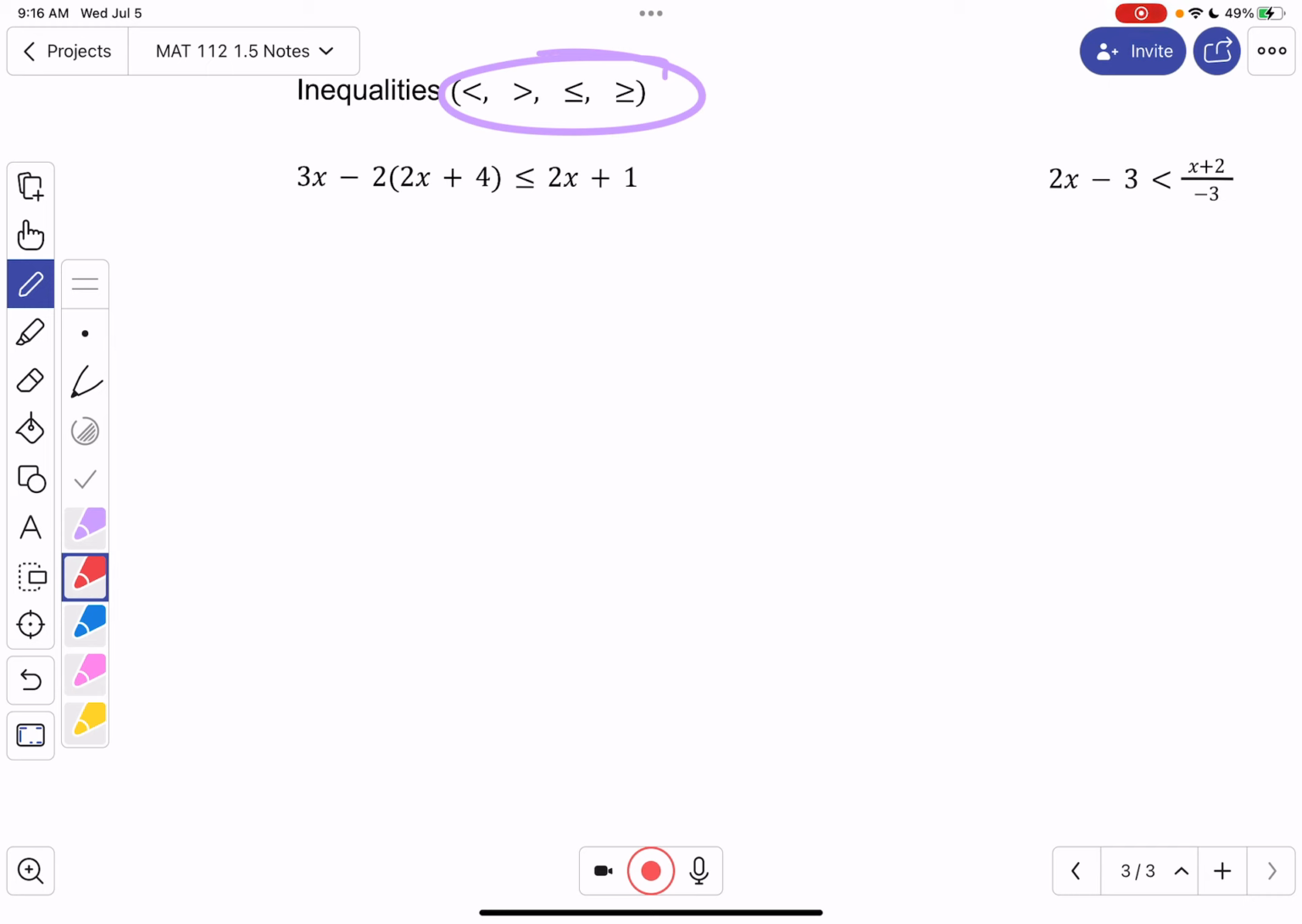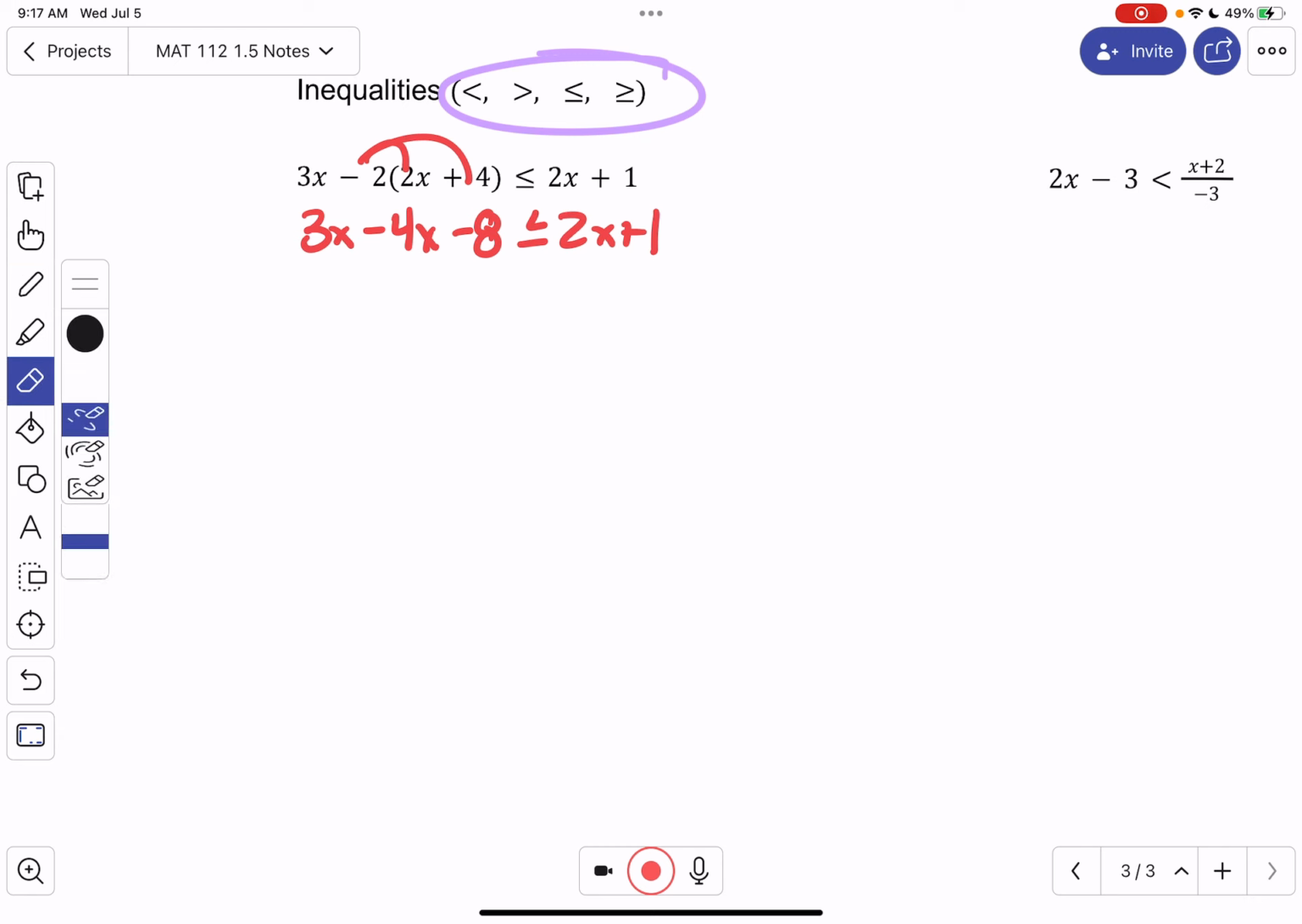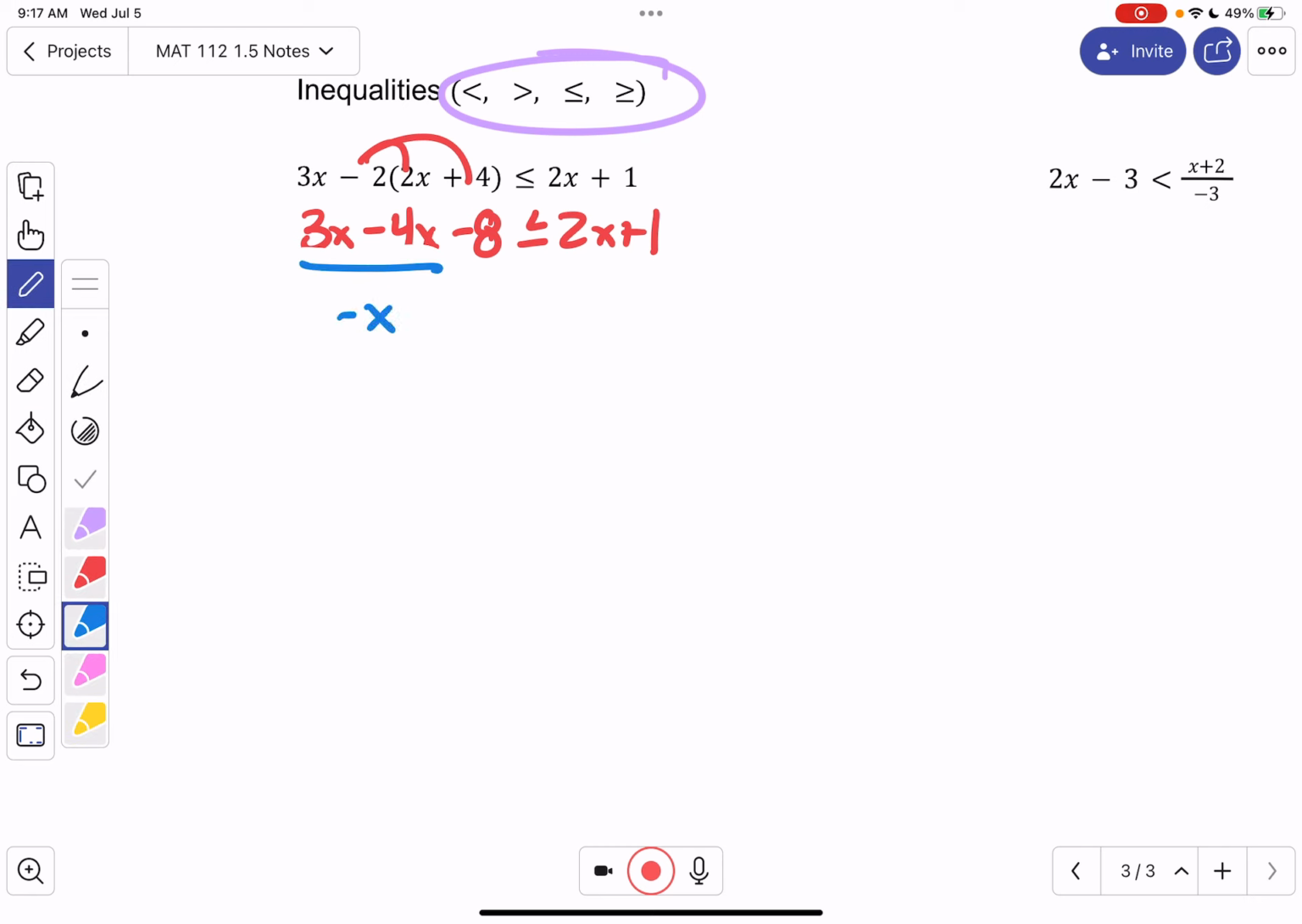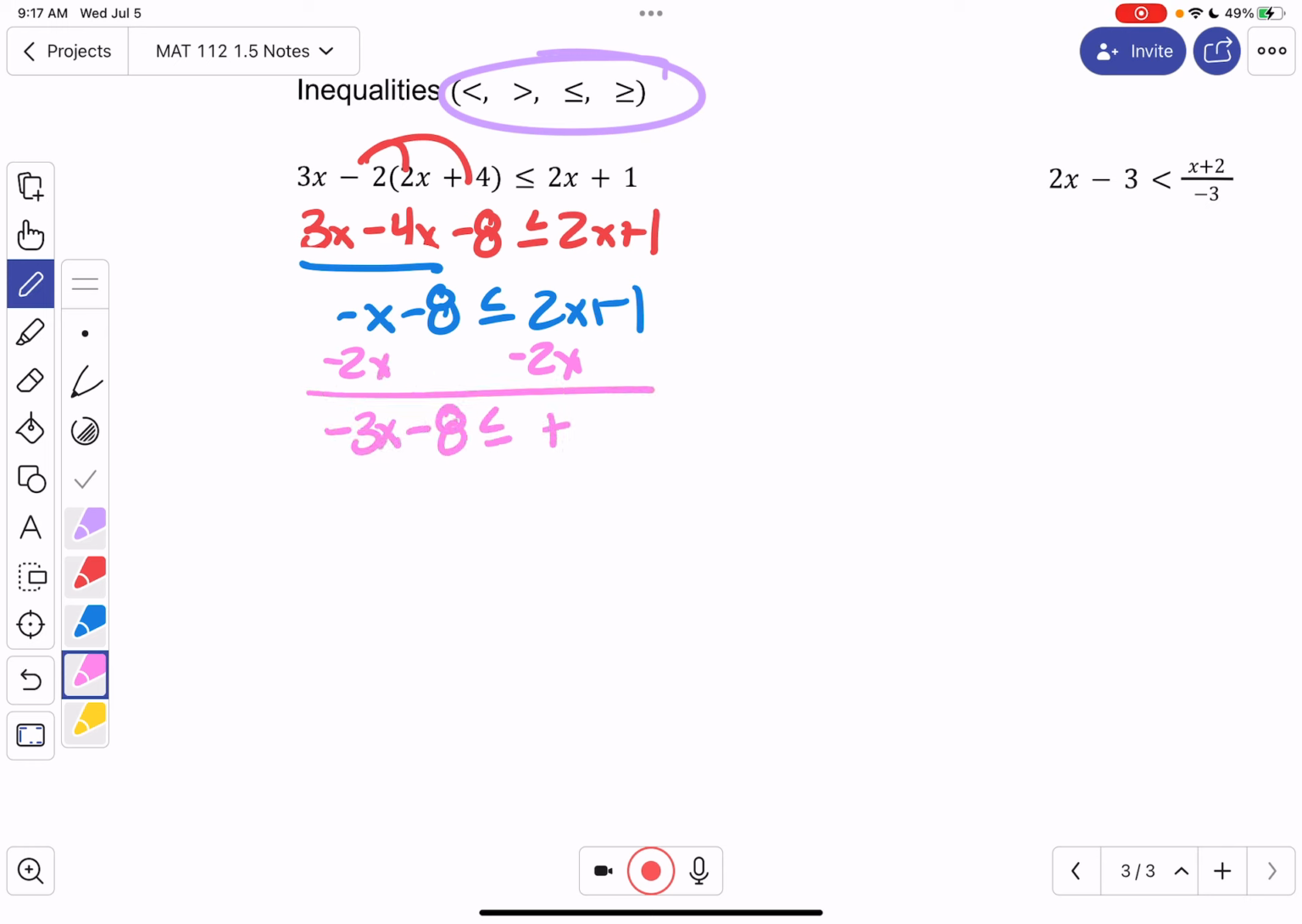So the first thing we want to do is get rid of the parentheses. So I'm going to distribute the -2. We're going to combine like terms. I want to get the x's on one side, so I'm going to subtract 2x from both sides here. And then I'm going to add the 8 over here. So far, nothing has been different. The next step is still the same.